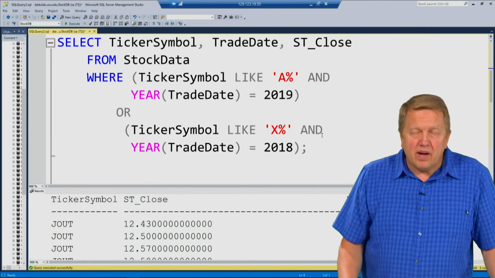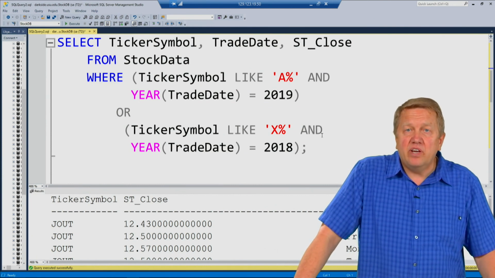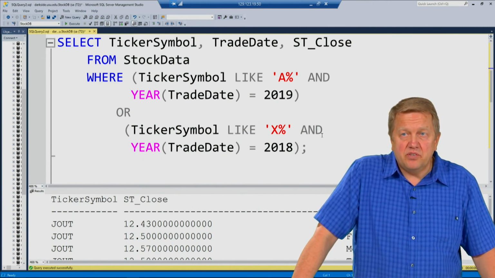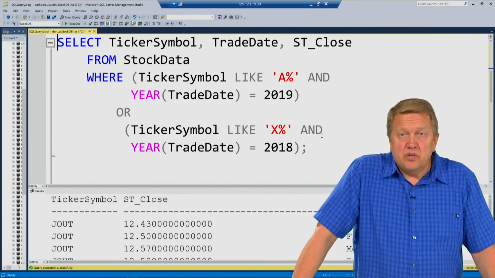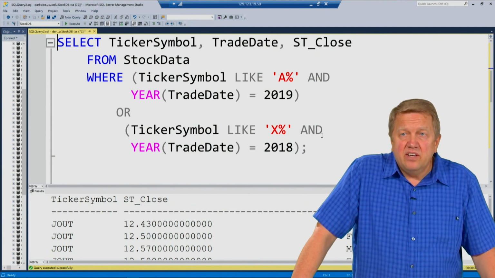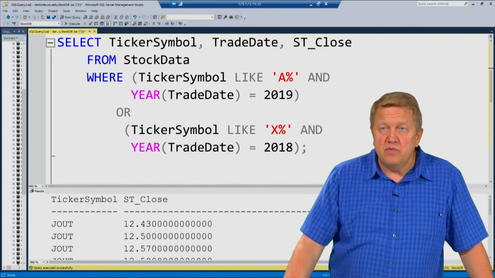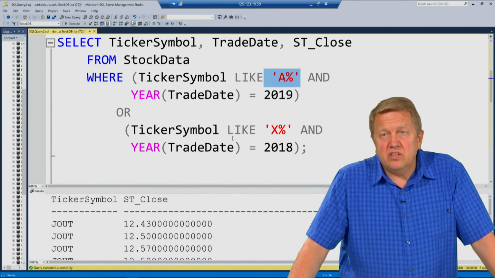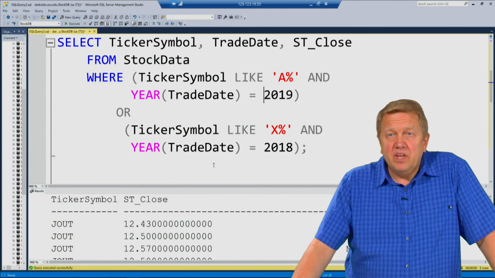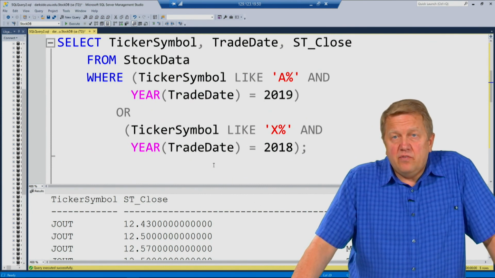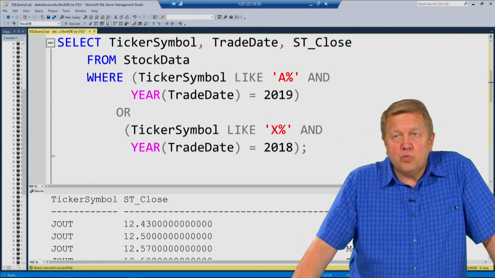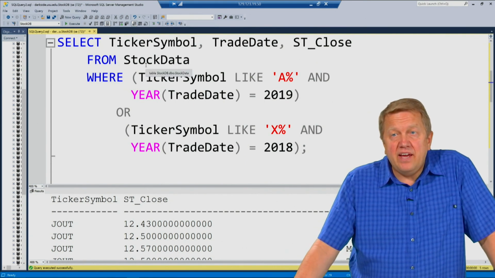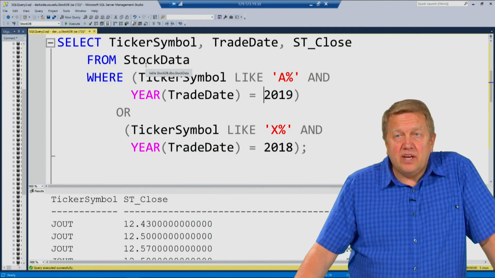And I want to illustrate why a union might be preferable to the way that I have written it in this particular example. Here I'm looking for the ticker symbol, the trade date, and the closing price. And I have some conditions. I want to find those times that ticker symbol starts with the letter A, and that's right here, so it has to start with the letter A, and the trade date year has to be 2019. The other set of information I want returned is those times where ticker symbol started with the letter X and happened in 2018. So it's either A in 2019 or X in 2018.